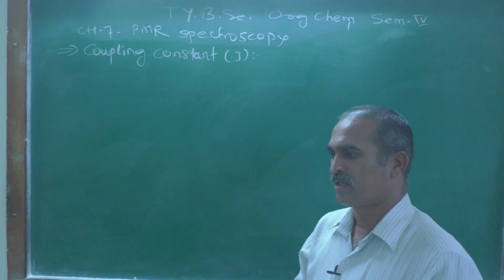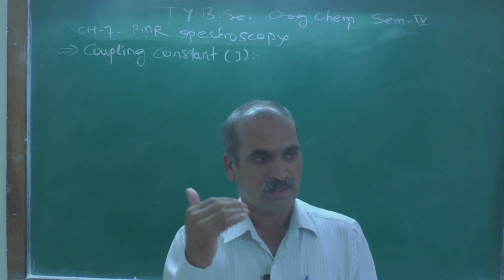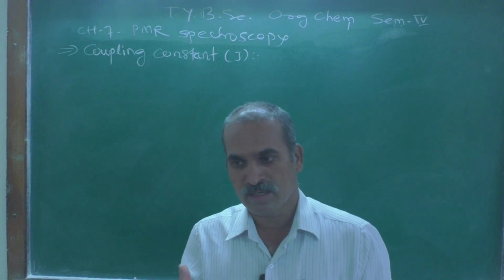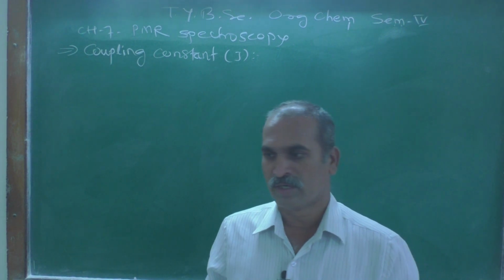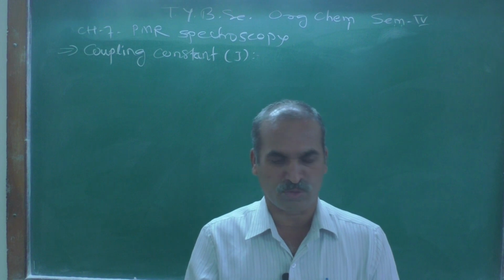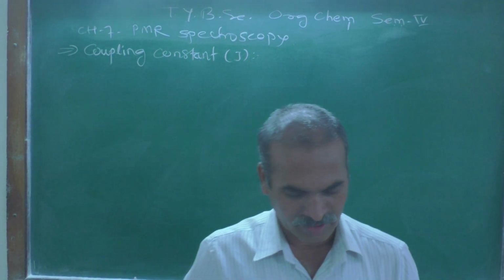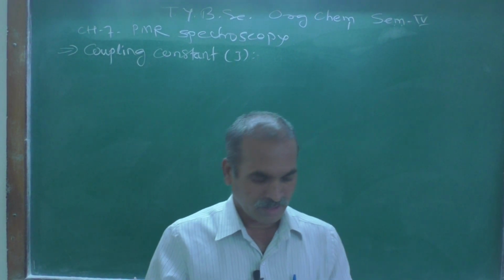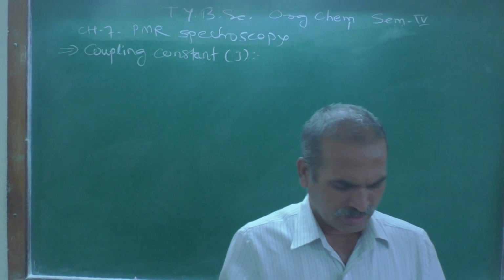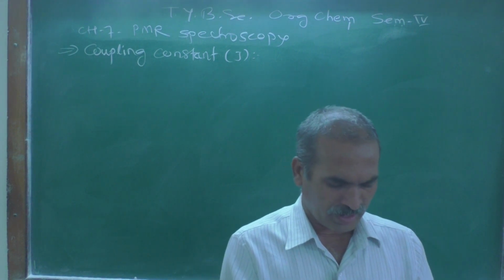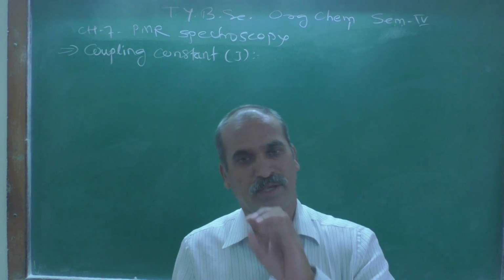What do you mean by the coupling constant? How do you define it, and what are its applications, or how is it useful in PMR spectroscopy? That is what we are going to discuss today. The coupling constant is denoted by the symbol J. The separation between the peaks within a multiplet is known as the coupling constant.